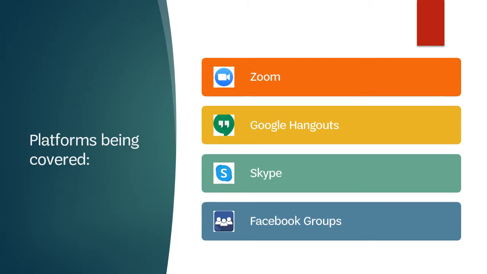So here are the four platforms that we are covering here today. The first one is Zoom, the second is Google Hangouts, the third is Skype, and the fourth is Facebook groups. I've placed the icons for each beside them, so that is exactly what they should look like when you're going to search for them.